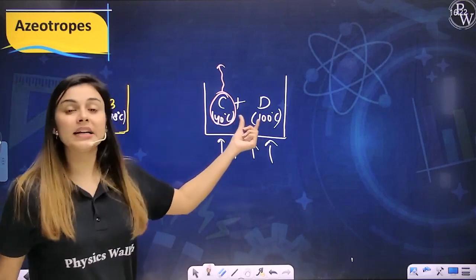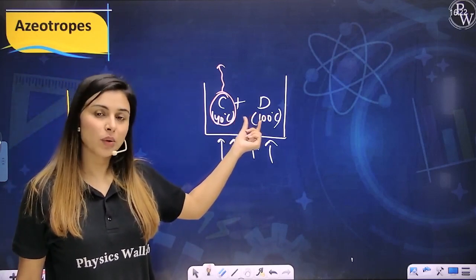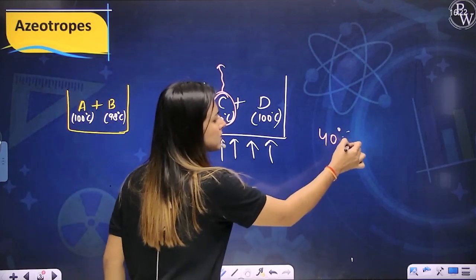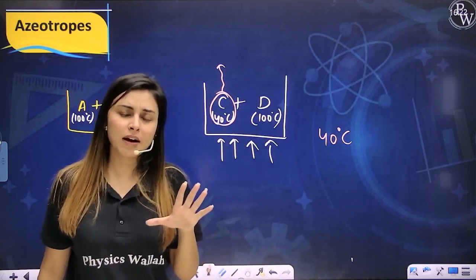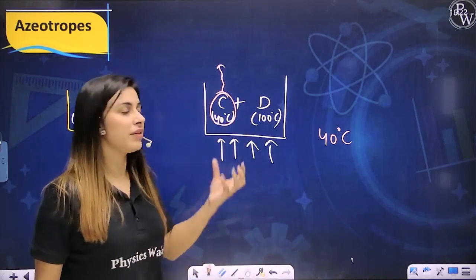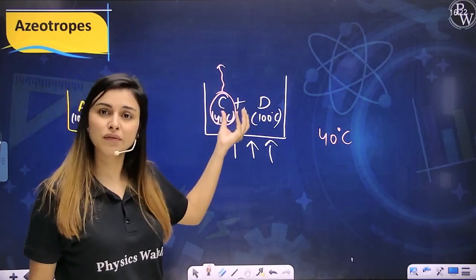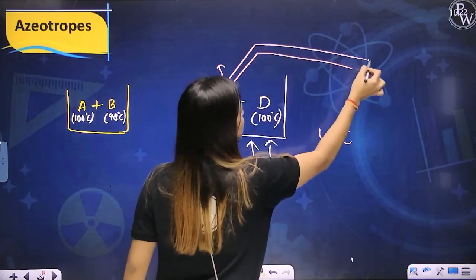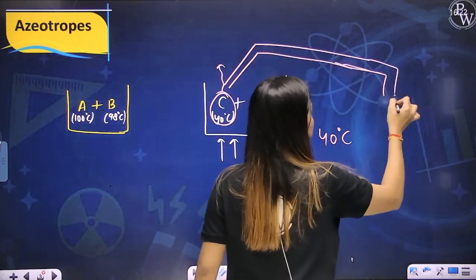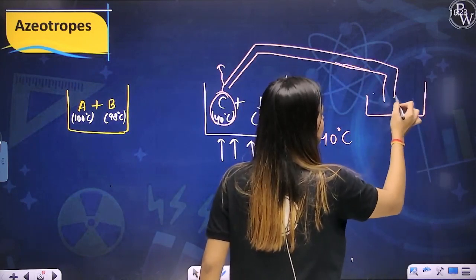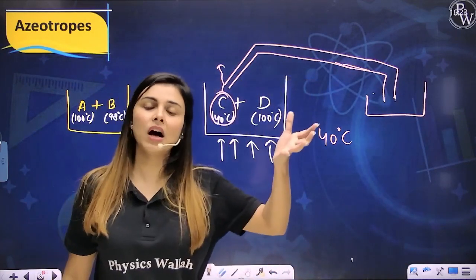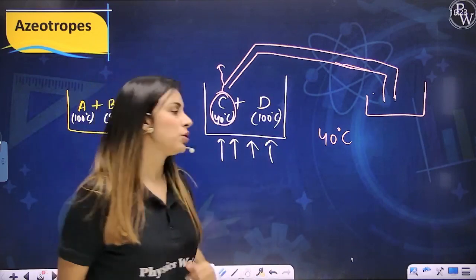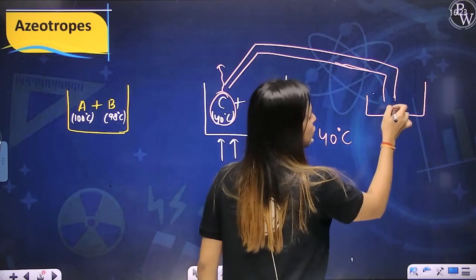Now D, which is in liquid form here, my dear students, has a boiling point of 100 degrees Celsius. Until now, the temperature is 40 degrees Celsius, so I can say that D will not evaporate. You will have vapors of C, and you can collect these vapors. Then later, you can condense them. What does condensing mean? You are trying to liquefy it, right? So you condense these vapors and you get your C component.